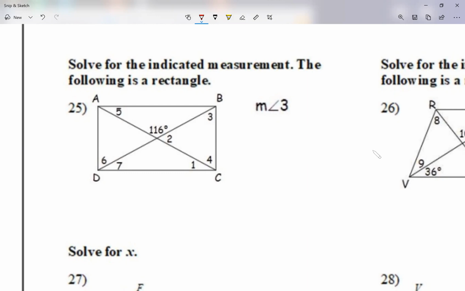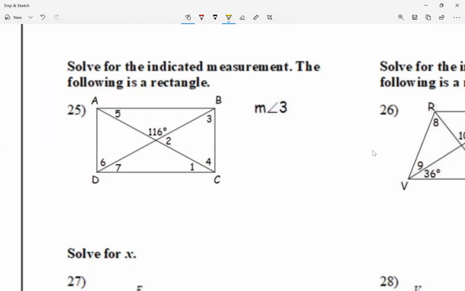Now, one cool thing about rectangles is that my diagonals, these two diagonals, have the same length. Huh, okay. In rectangles, not just any rhombus, just rectangles. So my diagonals are equal to each other, and they cut each other in half. Interesting. They cut each other in half, and they have the same length. Okay, so I could find for any angle. Here, I'm looking for measurement of angle 3.